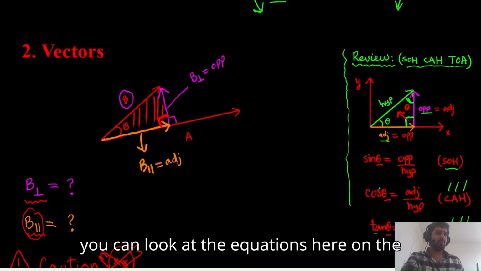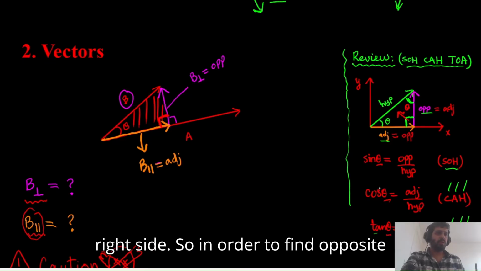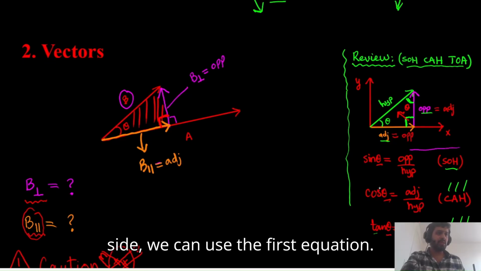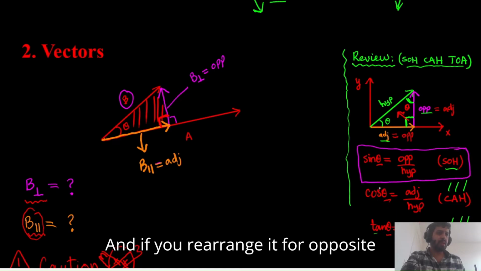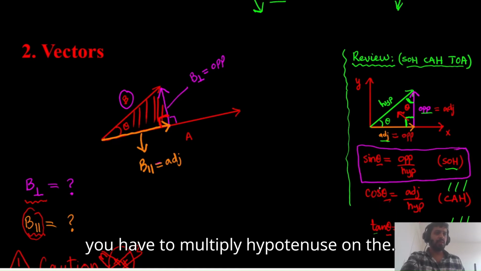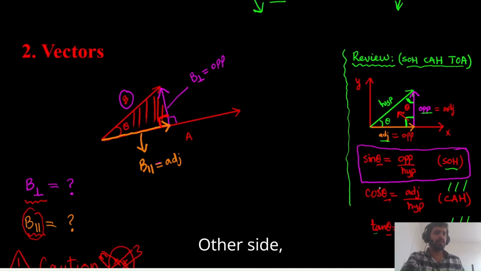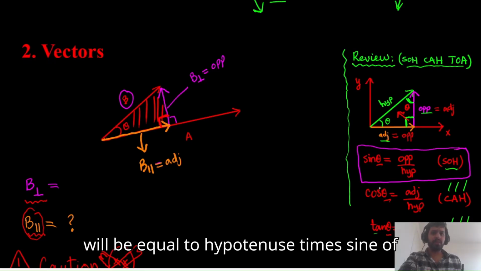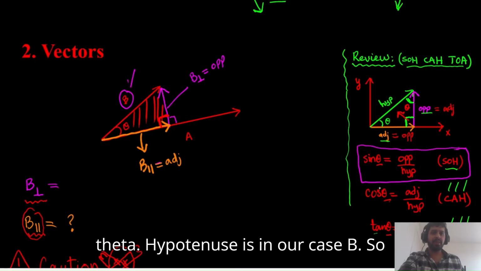You can look at the equations here on the right side. In order to find the opposite side, we can use the first equation. And if you rearrange it for opposite side, you have to multiply hypotenuse on the other side. So we can write it here, B perpendicular will be equal to hypotenuse times sine of theta. Hypotenuse is, in our case, B.